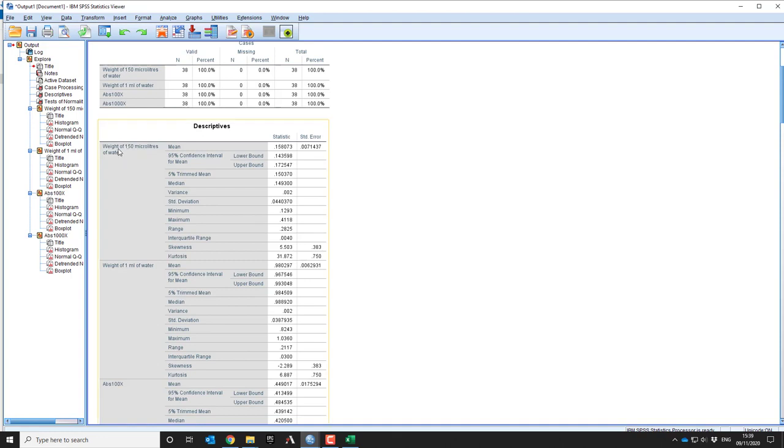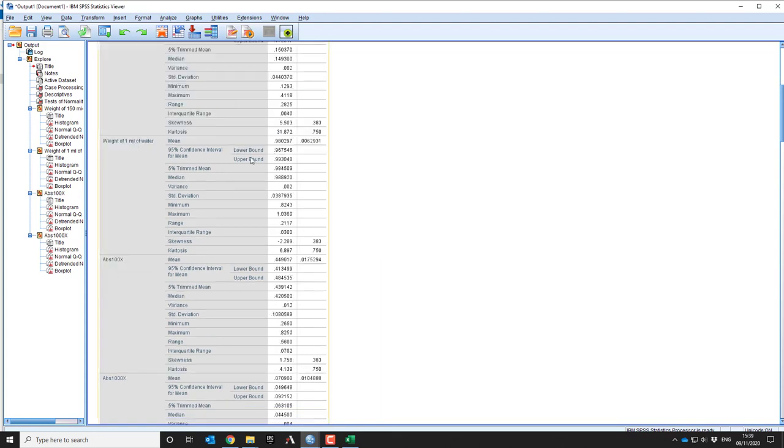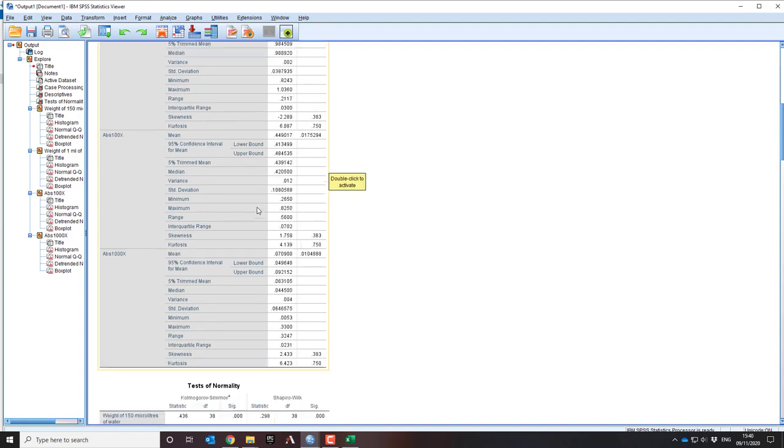Weight of 150 microliters of water. The mean is 0.158. The confidence interval goes from 0.143 to 0.172. That's all nice. Weight of 1 milliliter of water, 0.98, goes from 0.967 to 0.993. That should be raising some questions, because 1 milliliter of water should be weighing 1 gram. So this confidence interval here from 0.967 to 0.993 does not contain 1 gram. This suggests that there is a problem with your data.